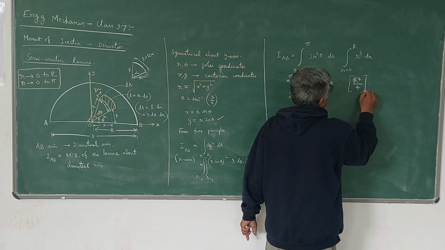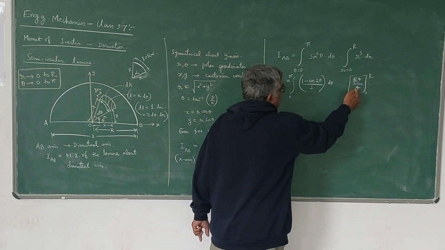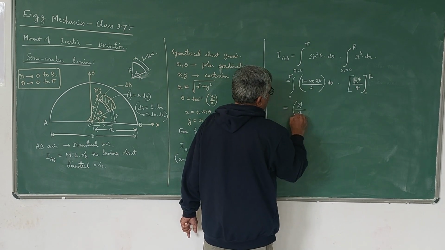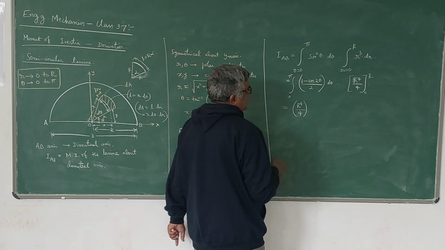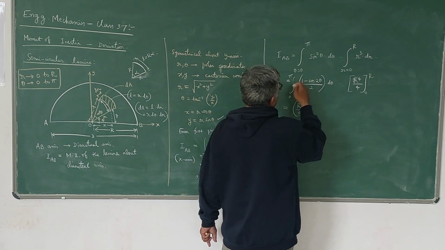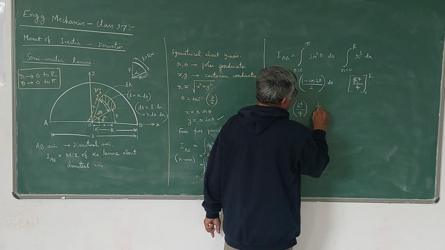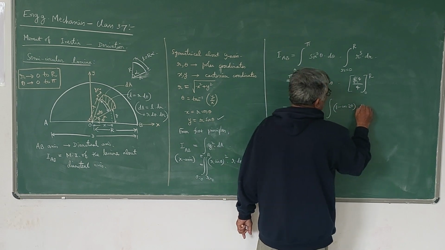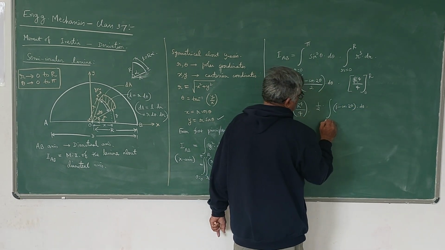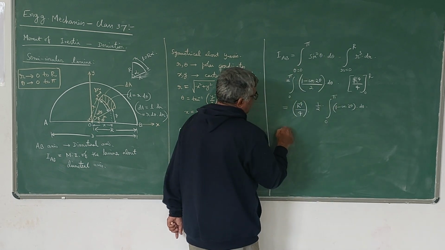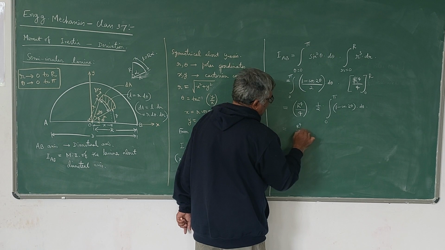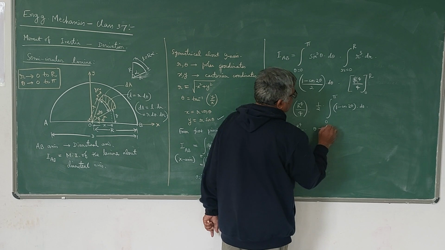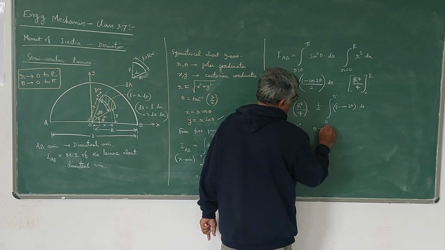Now I will write this first. Substituting the upper limit, it becomes r power 4 by 4; the lower limit is 0, so you need not substitute. Into the integration of this, half I can take outside, into the integral of 1 minus cos 2 theta, since sin square theta can be written as (1 minus cos 2 theta) by 2, with theta from 0 to pi. Now this becomes r power 4 by 8 into the integration of 1 with respect to theta, which is theta, minus the integration of cos 2 theta, which is sin 2 theta by 2.